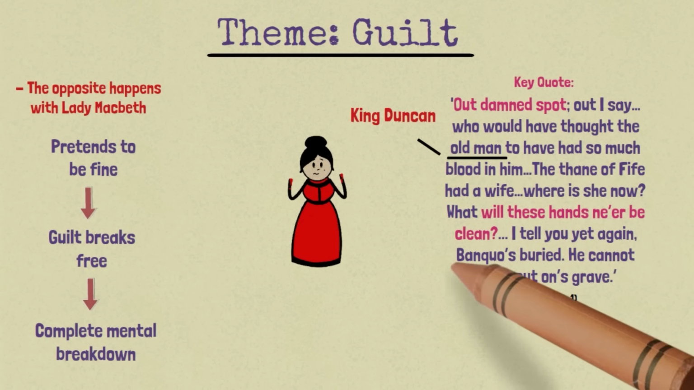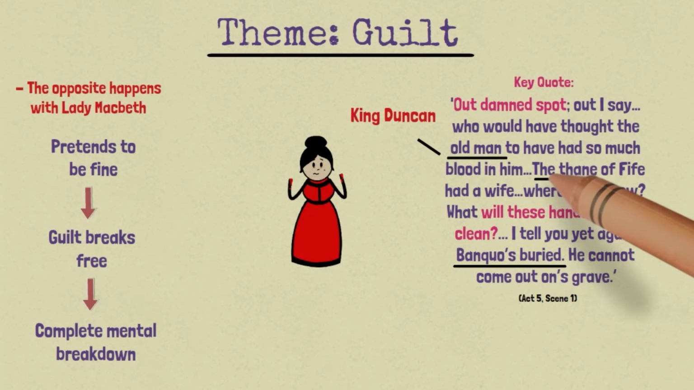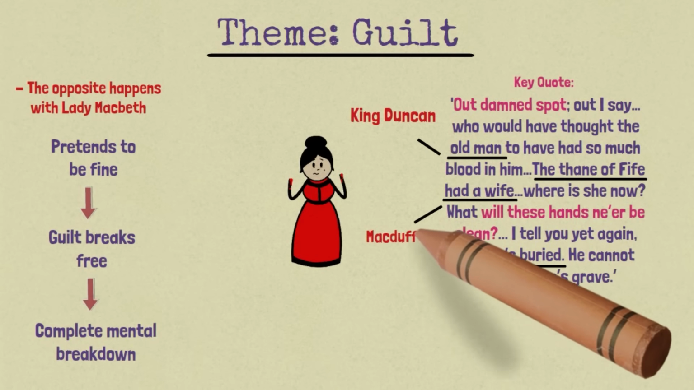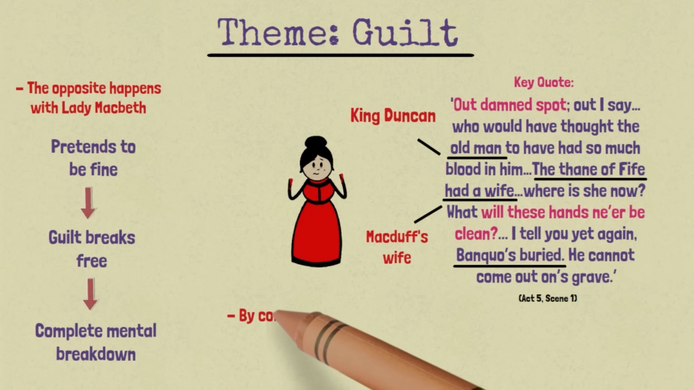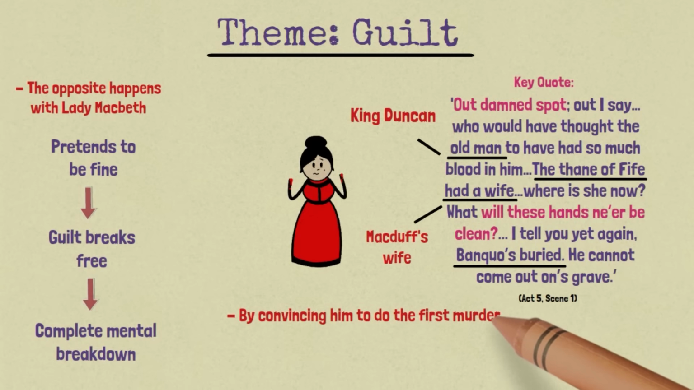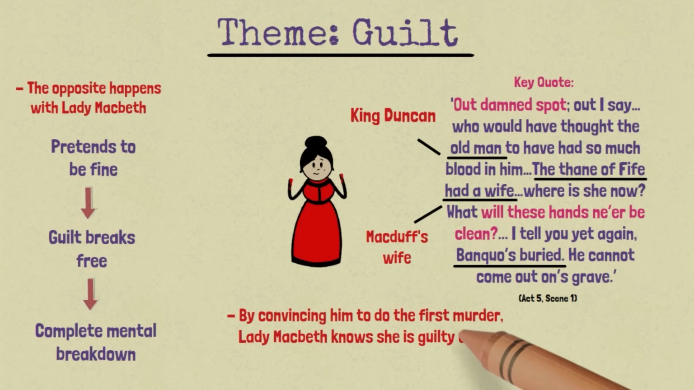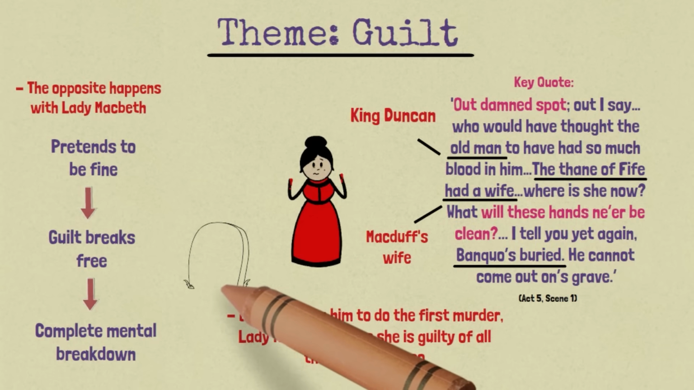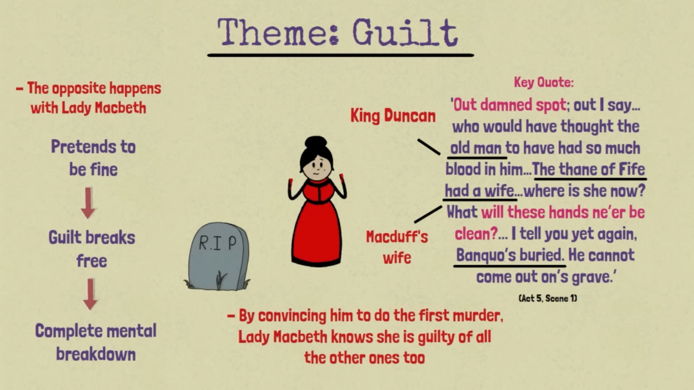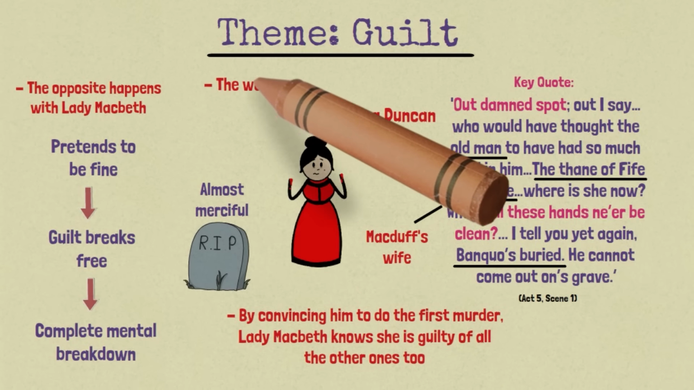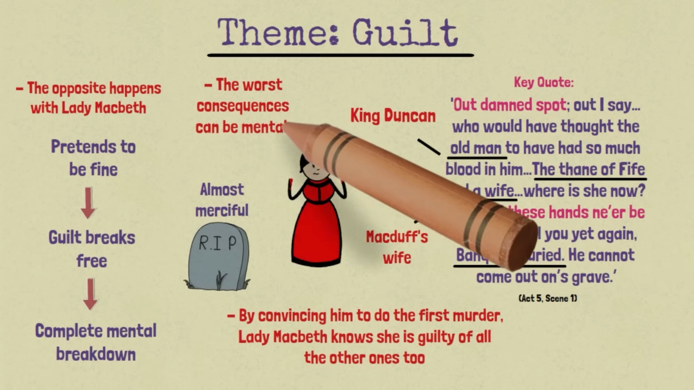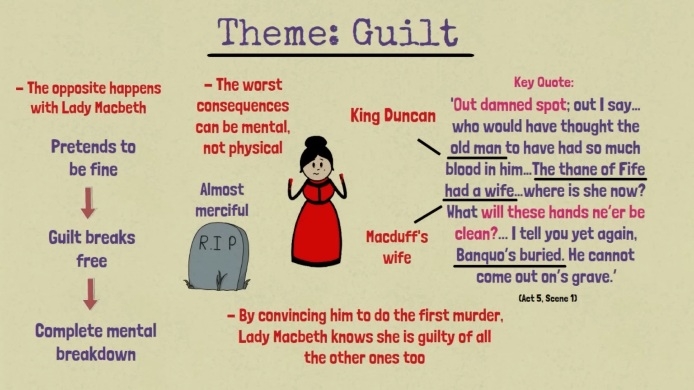She reveals here that she feels guilt, not just for King Duncan's murder, but also the murders of Banquo and Macduff's family, as he is the Thane of Fife. By convincing Macbeth to do the first murder, she knows she is guilty of all the others too, and the imaginary blood on her hands is proof of that. When she and Macbeth die, it is almost a mercy, and Shakespeare is warning the audience that the worst consequences of crimes like theirs are often mental rather than physical.